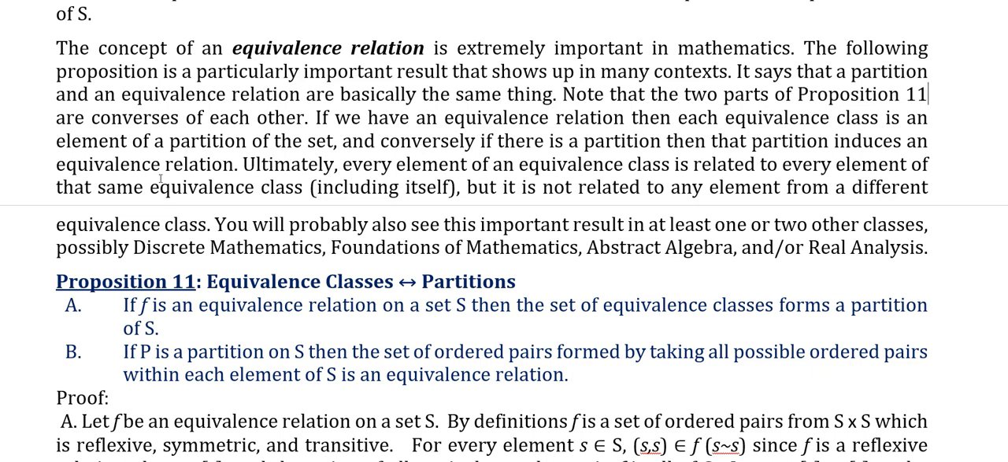So here's our proposition relating equivalence classes and partitions. If F is an equivalence relation on a set S, then the set of equivalence classes forms a partition of S. If P is a partition on S, then the set of ordered pairs formed by taking all possible ordered pairs within each element of P is an equivalence relation.